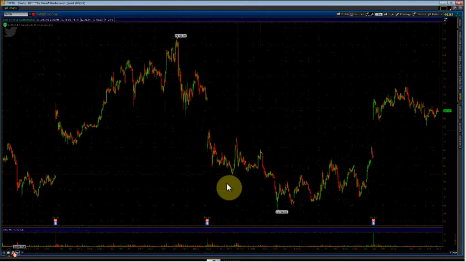Now, if I'm going to study this particular chart with Fibonacci extensions, what else do I need on my chart? What else do I need to put on this chart?